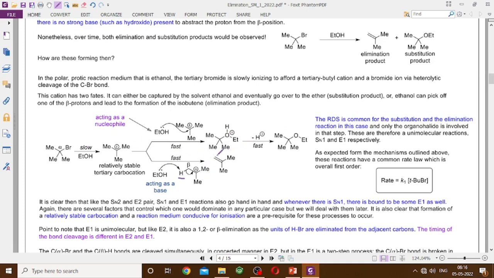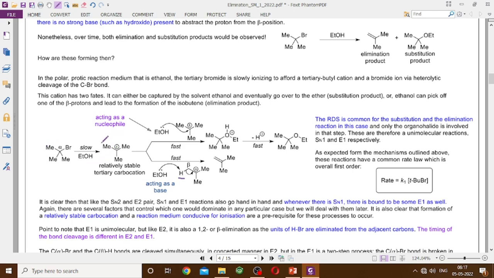In this scenario, the reaction is obviously multi-step. Substitution reaction হোক or elimination হোক, more than one step is necessary for the formation of these two products. The first step, that is the ionization of the tertiary butyl bromide into the tertiary butyl carbocation, that is the rate determining step, and only the organohalide is involved in that step.